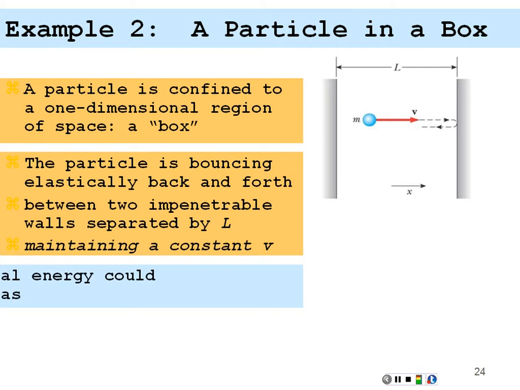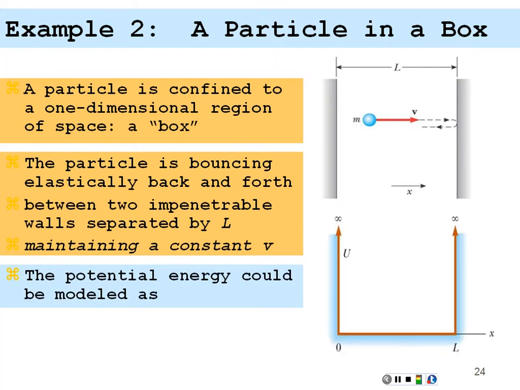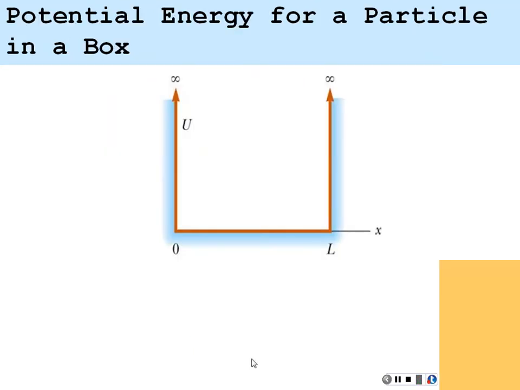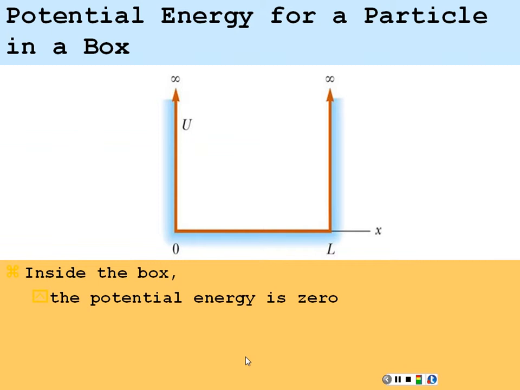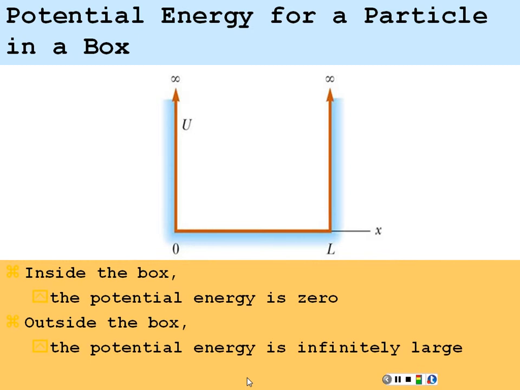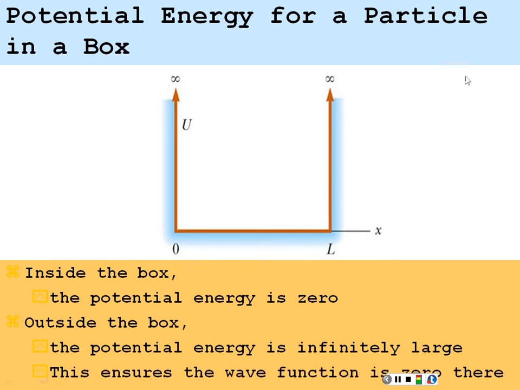We can actually model this as a potential energy function. Our potential energy function is 0 where the particle is, but it's infinity where the walls are. So the particle cannot make it beyond the walls because the potential it has to overcome there is infinity. So we have this potential well that looks like this, infinite potential well, and that will confine our particle in the box. So inside the box, the potential energy is 0. Outside the box, the potential energy is infinitely large. It can't make it there. And this ensures that the wave function will be 0 outside of the box.